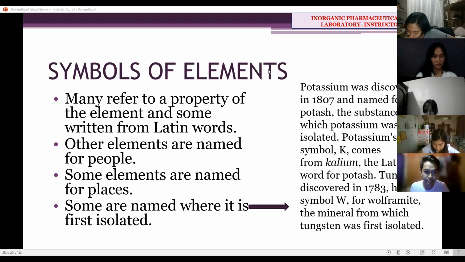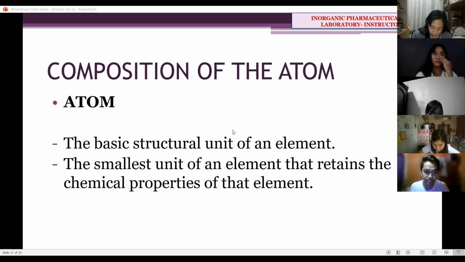And the one that was also reported is tungsten. It was actually first isolated from a mineral called wolframite. That is why its symbol is W, which has actually nothing to do with its name, tungsten. W is from wolframite. That's how we have our names and symbols for the elements.